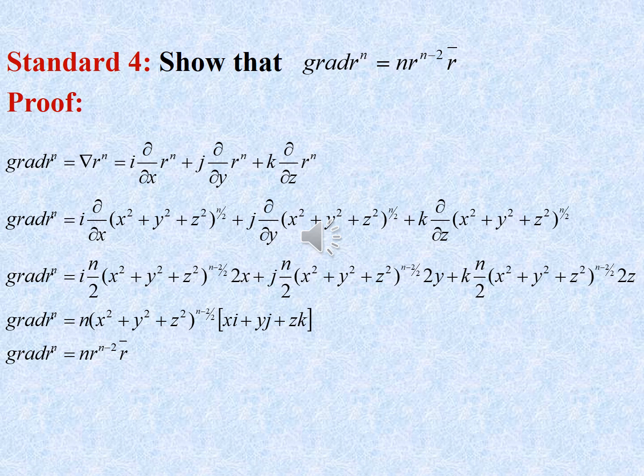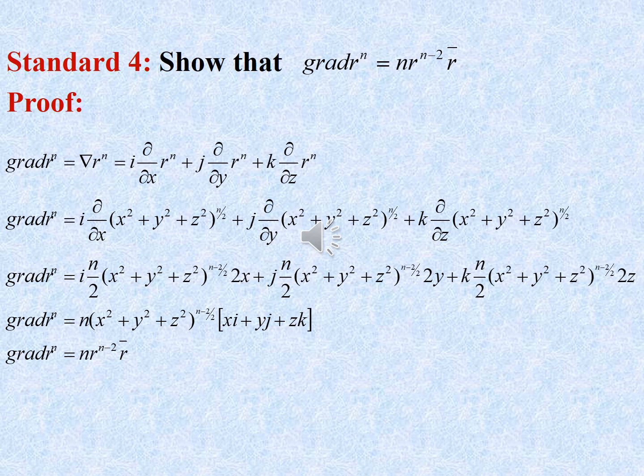So I am substituting the values of r here. The grad r^n is equal to i ∂/∂x of (x² + y² + z²)^(n/2) + j ∂/∂y of (x² + y² + z²)^(n/2) + k ∂/∂z of (x² + y² + z²)^(n/2). So after differentiating with respect to x, y and z, we are getting the values.